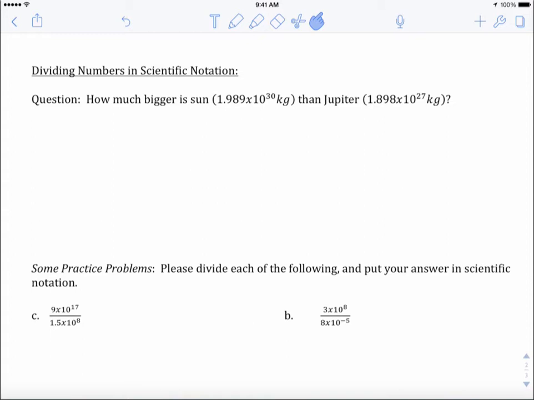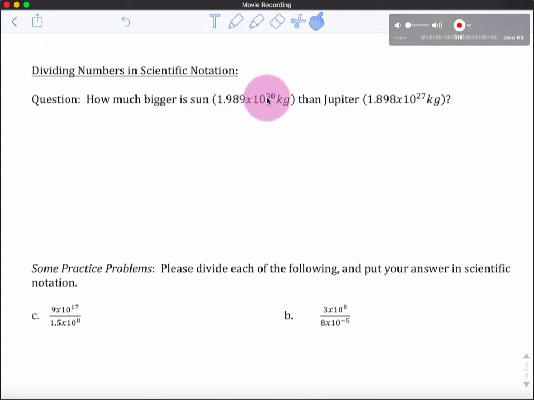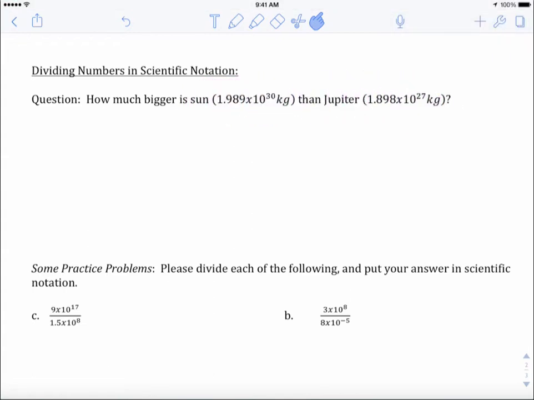Let's find out. If you ask me how much bigger is the sun than Jupiter, I take the mass of the sun and divide it by the mass of Jupiter, and see what we get. If my quotient is 2, then I'd say the sun is twice as big as Jupiter. If my quotient was 1,000,000, I'd say the sun is 1,000,000 times bigger than Jupiter. So let's go ahead and divide these.